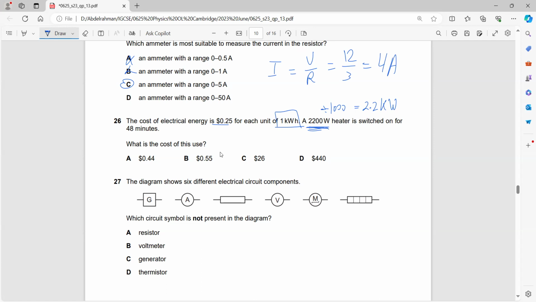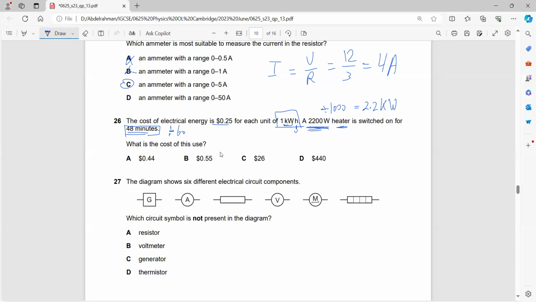Step two: for how long will I be using this heater? For 48 minutes. You need to convert the 48 minutes to hours. You cannot convert it to seconds. Why? Again, kilowatt hours. We found the power in kilowatts, and then the time is in hours. So how can I convert it into hours? Divided by 60.